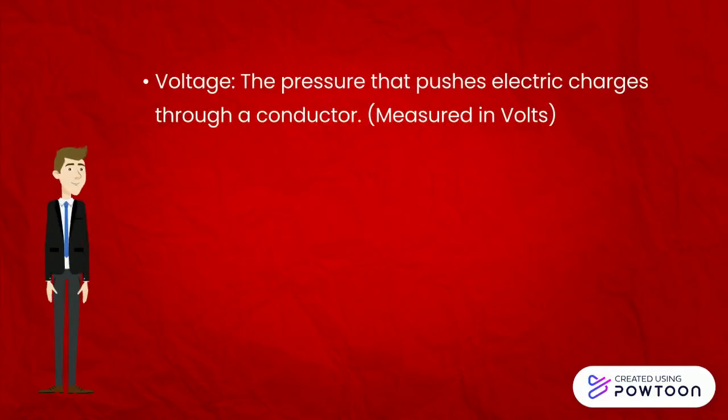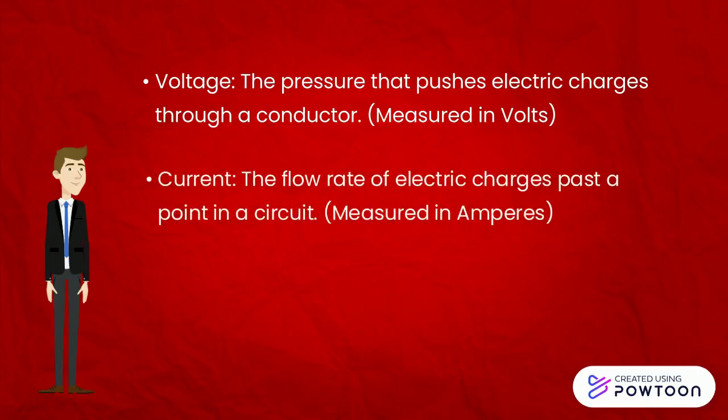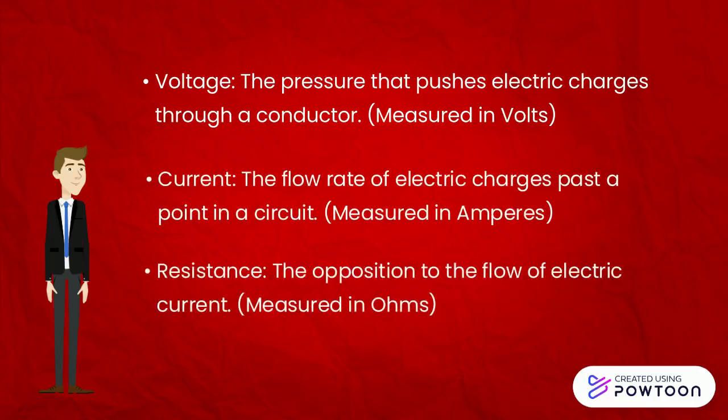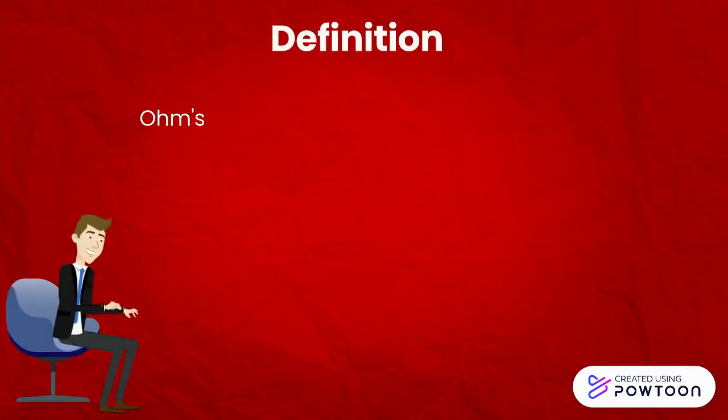Voltage is the pressure that pushes electric charges through a conductor and it is measured in volts. Current is the flow rate of electric charges past a point in a circuit and it is measured in amperes. Resistance is the opposition to the flow of electric current and it is measured in ohms.